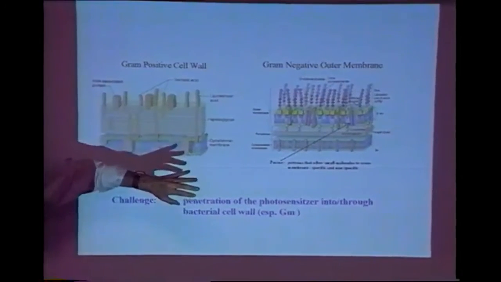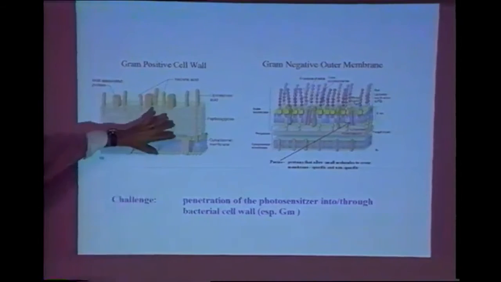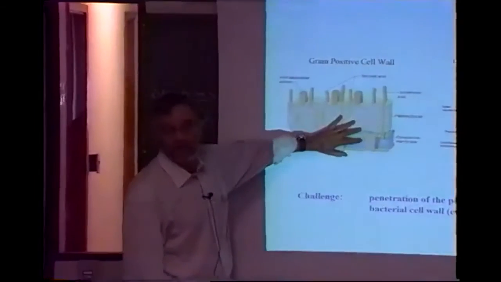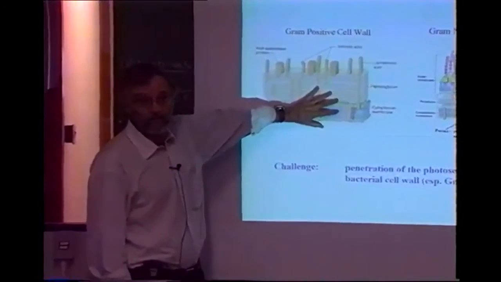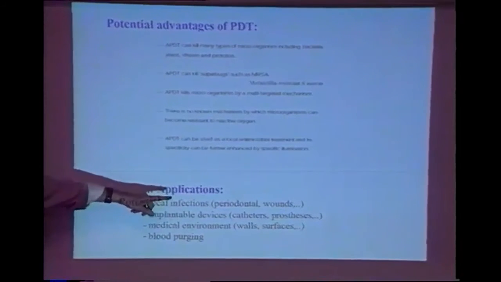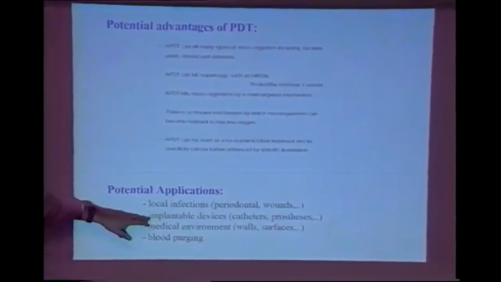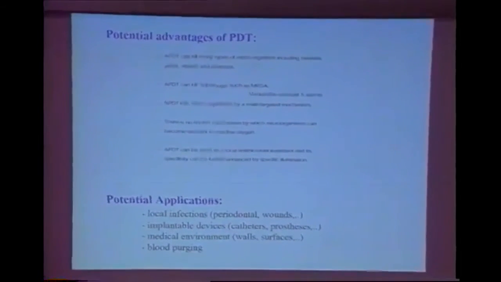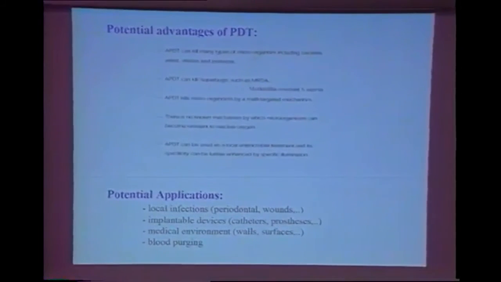And it's not even known where it has to kill the bacteria. Maybe you just kill the cell wall or destroy the cell wall. So just because a drug works in gram-negative does not mean that it will work in gram-positive or vice versa. Localized infections, for instance, periodontal or wounds. Implantable devices, for example, catheters that go into the body are a major source of infection. So people are making catheters, or the idea is to make catheters, that incorporate a photosensitizer and have a light source come into them so that it continuously self-sterilizes.